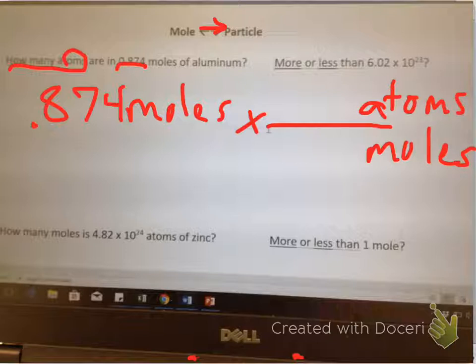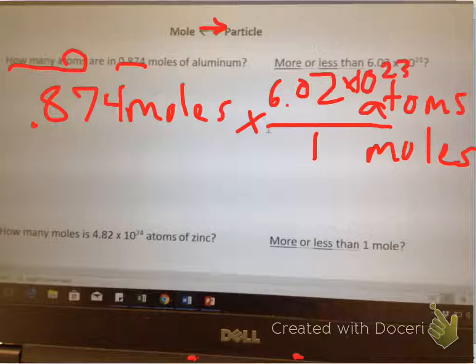Now we need to find the relationship between atoms and moles. Well, we have learned that 1 mole is equal to 6.02 times 10 to the 23rd, excuse the handwriting, atoms. So since 1 mole is equal to 6.02 times 10 to the 23rd, if we divide 6.02 times 10 to the 23rd by 1 mole, that whole quantity is just equal to 1, because 6.02 times 10 to the 23rd atoms is the same exact thing as 1 mole.